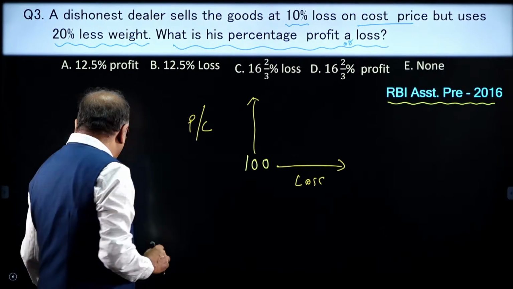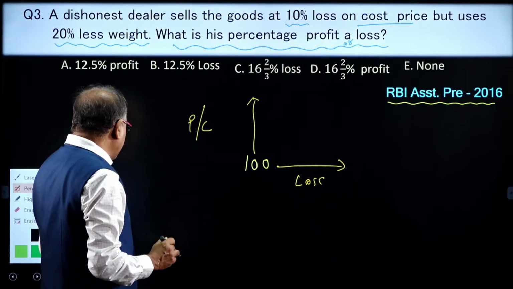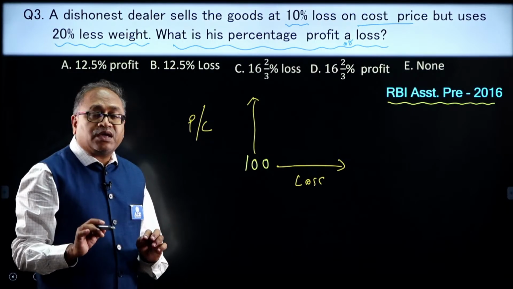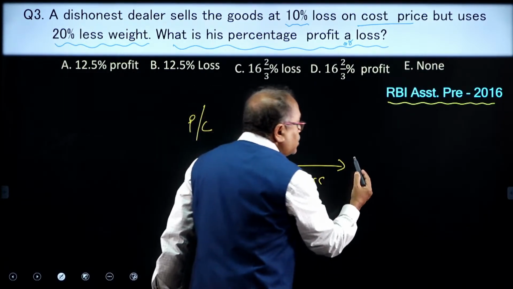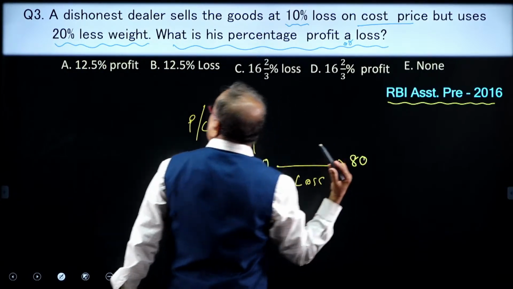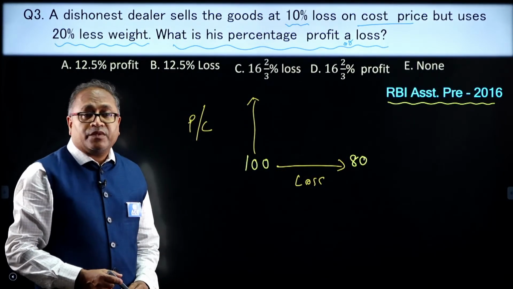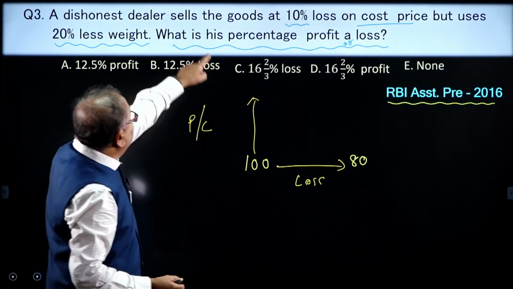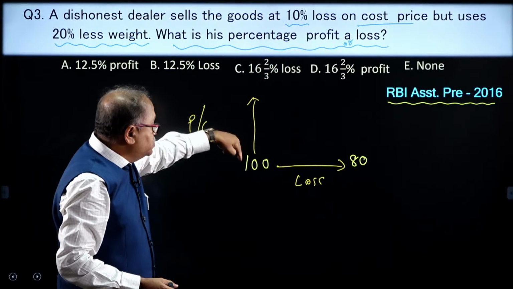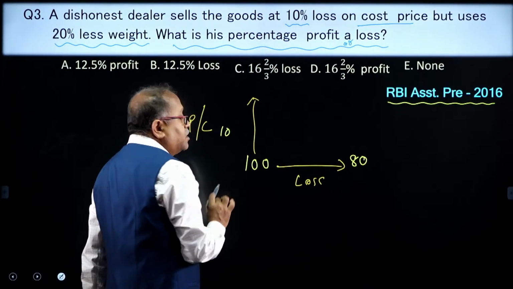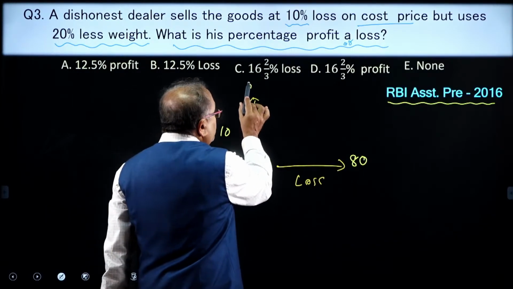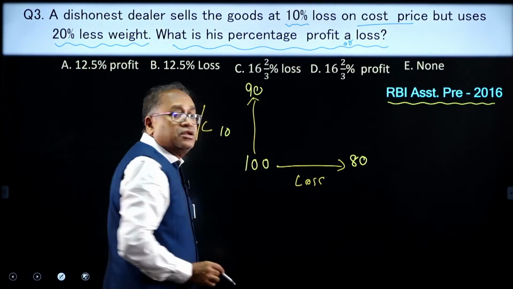Okay. Now, what happens here? Look at this one, how simply we can answer this question. He is giving 20% less, that means he gives how much? 80, done, and he is selling at 10% loss. So, this is 100, and if you are selling it at 10 loss, that means your price here will be 90.